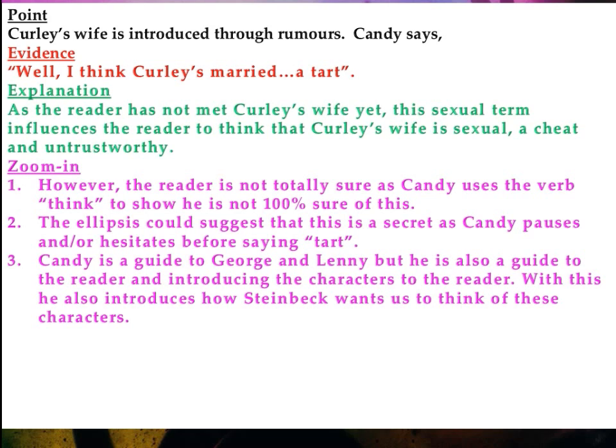So I've not written loads and loads and loads. I've not gone into massive detail, but I am showing to the marker of this controlled assessment I can pick out language and talk about why Steinbeck has used them.